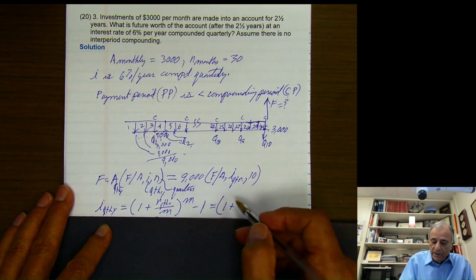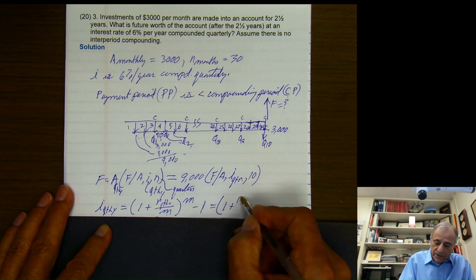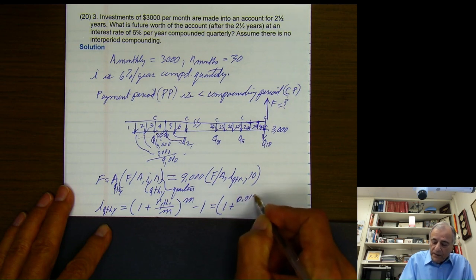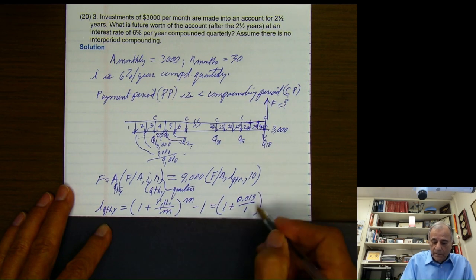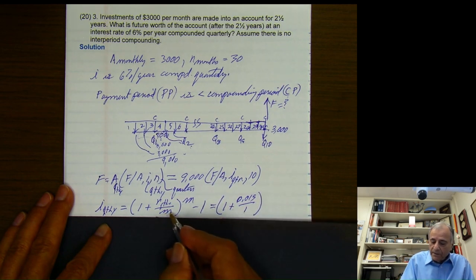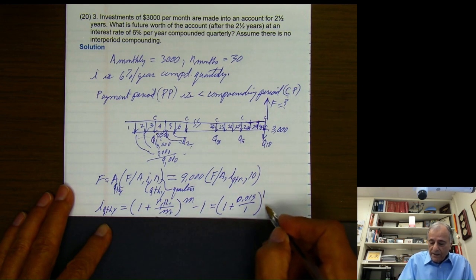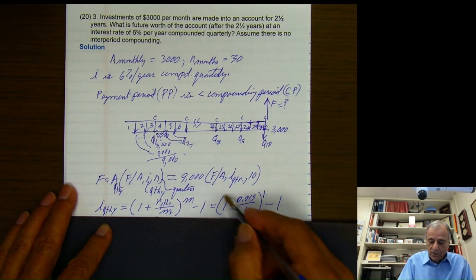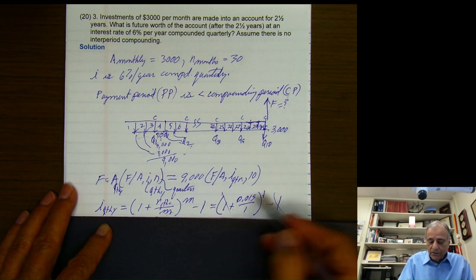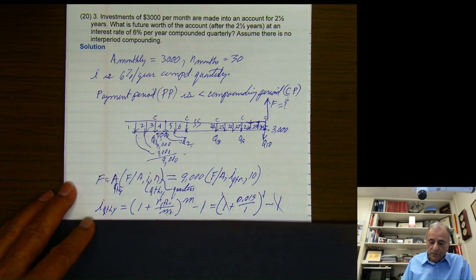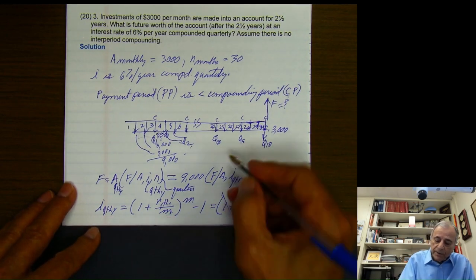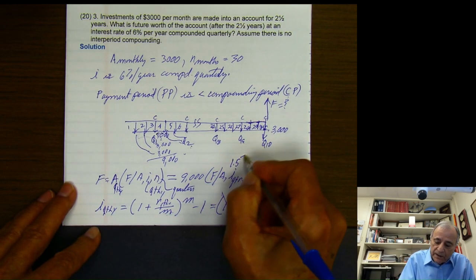So this is going to be 1.5% or 0.015. It's compounded once in a quarter. That's the number of times it's compounded in that period of time. And then raise that to the 1 minus 1. Well, this 1 cancels with that. This is just 1.5% to the 1 power. And so that's just 1.5%. So now we're going to plug in 1.5% here.